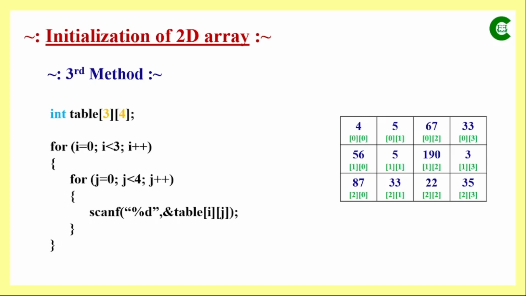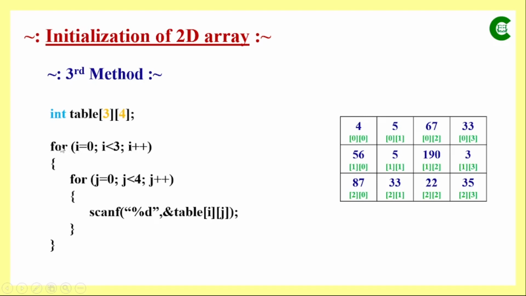So again we have used the same table of elements, or the same 2D array, with the same type of declaration. And since the first index value, as I said, represents the row index, the maximum size of the row, first we fix the row and then we iterate or change the column values from the initial value to the final value.